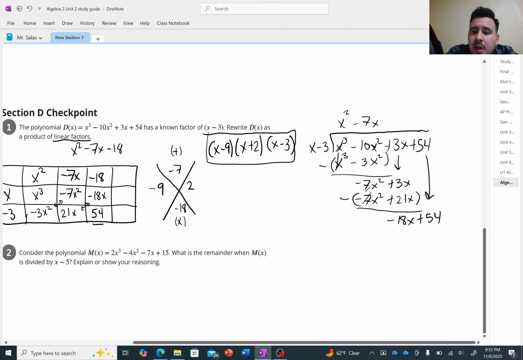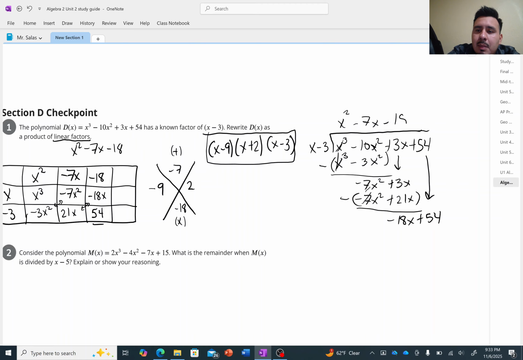What do I need to multiply this x by to make it a negative 18x? Well, I need to multiply by a negative 18. Negative 18 times x gives me a negative 18x. Negative 18 times negative 3 gives me a positive 54. Put it in parentheses. I'm going to subtract. Negative 18x minus negative 18x becomes a positive, so these get canceled out. 54 minus 54 gets canceled out, and I'm left with 0.